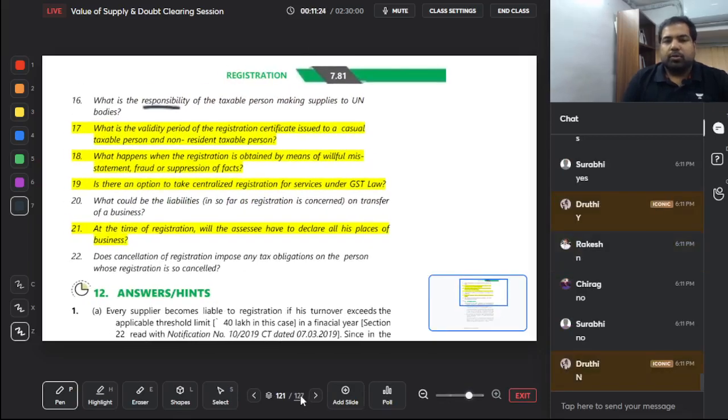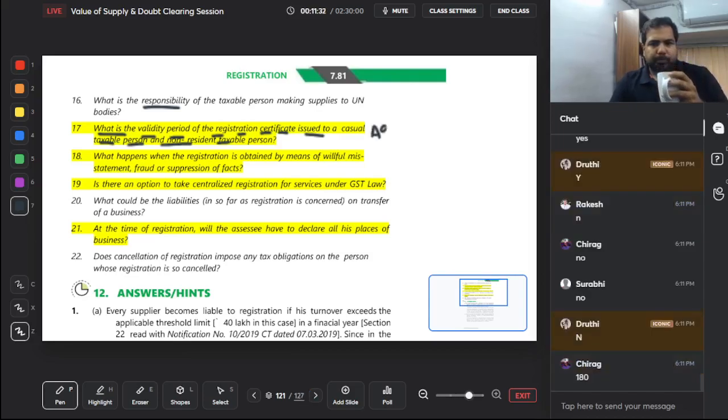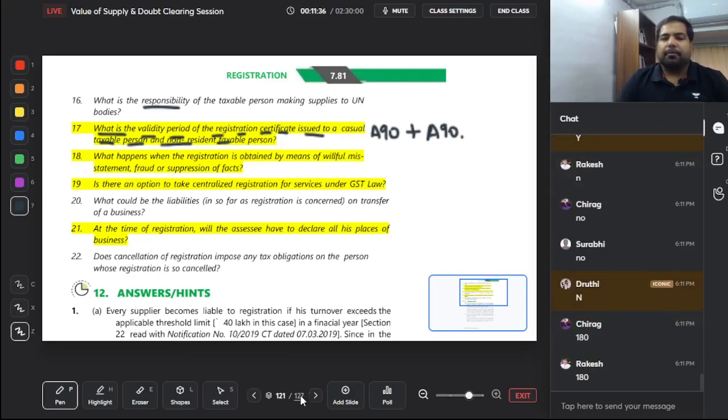What is the validity period of the registration certificate granted to a casual taxable person? What is the validity period? Shortcut: 90 days, and it can be further extended by 90 days. What happens when the registration is obtained by means of willful misstatement, fraud or suppression of facts? It can get cancelled under section 29.